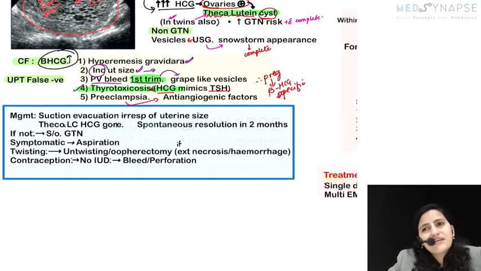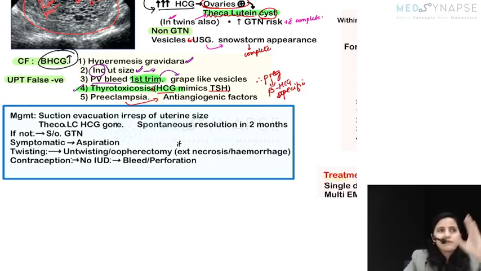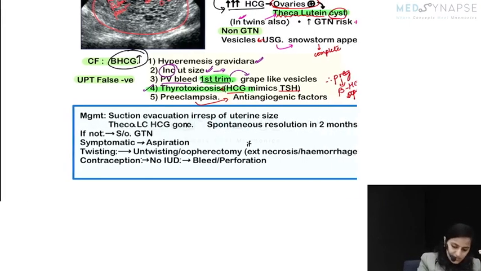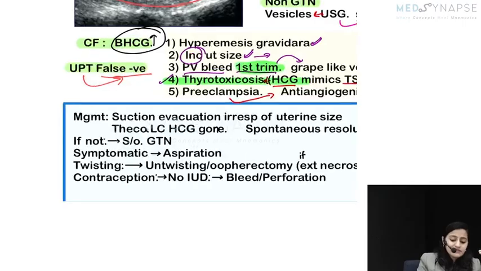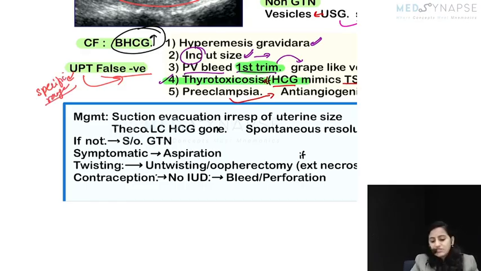You test the beta HCG levels or you do the UPT test. Is it possible that a patient of molar pregnancy with high beta HCG can have UPT negative? Yes. UPT can be false negative. Why? Because UPT works only for a specific range of beta HCG. If it goes beyond that, it will turn negative. So it can actually be false negative.